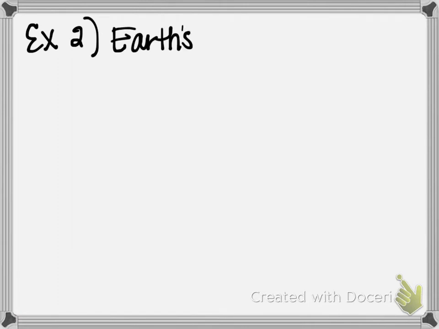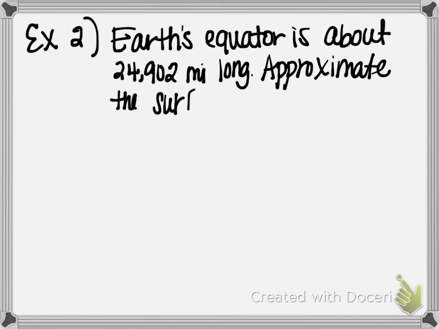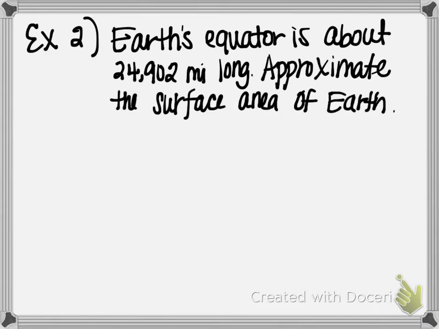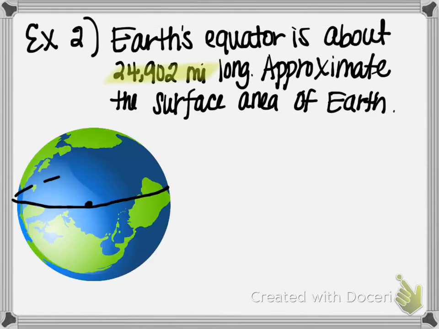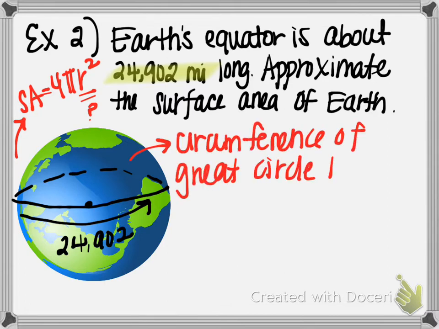Okay, the next type of problem we're going to do has to do with the Earth. The Earth's equator is about 24,902 miles long. Approximate the surface area of the Earth. So the equator is that line that's going around the Earth. So here's the Earth. And let's draw in some things. That distance around is 24,902 miles. If I want to find the surface area, I need to know the radius. Well, what is the 24,902? How does it relate to the circle? It is the circumference of the great circle.